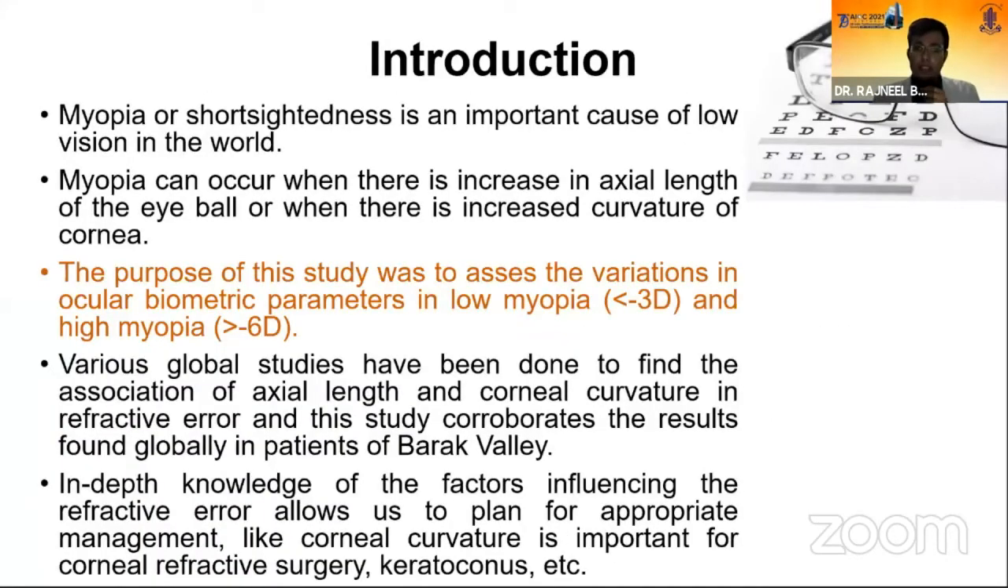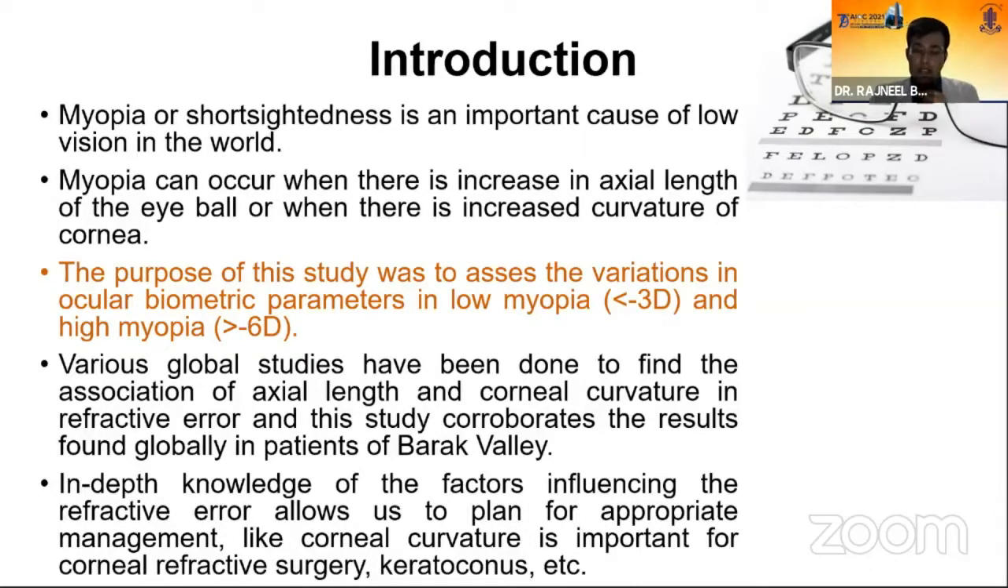Myopia or short-sightedness is an important cause of low vision in the world. Myopia can occur when there is an increase in axial length of the eyeball or when there is increased curvature of cornea. The purpose of this study was to assess the variations in ocular biometric parameters in low myopia, that is less than -3 diopter, and high myopia, more than -6 diopter.